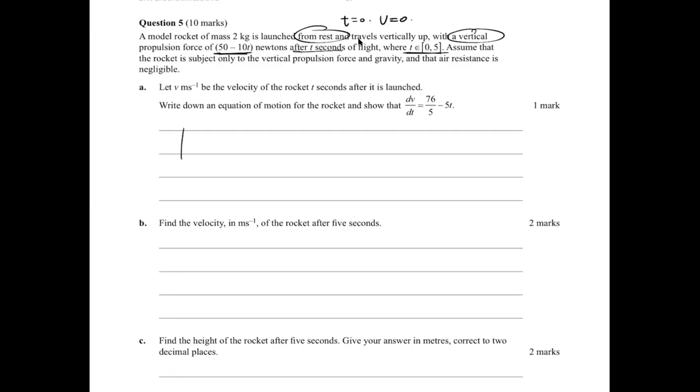Probably I need to draw something like this. Propulsion force is like 50 minus 10t upwards. And this is 2g downwards, gravitational acceleration times the mass. And this is the positive direction.